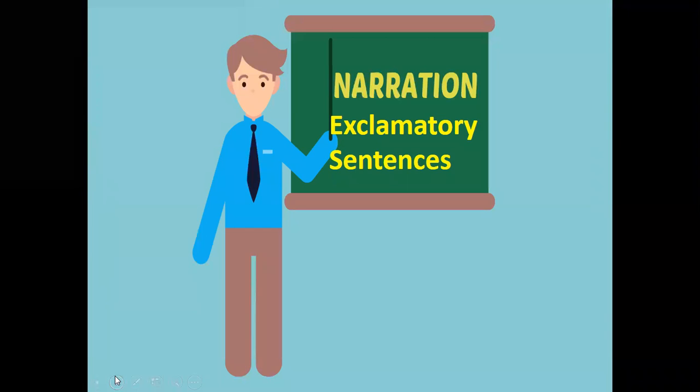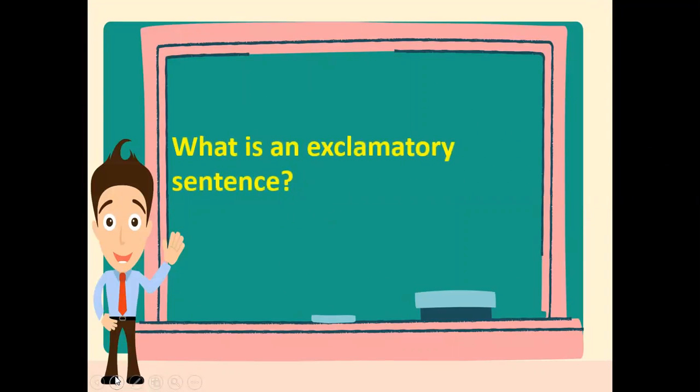Today we are going to have another lecture about narration, and in this lecture we are going to talk about how we change exclamatory sentences from direct narration into indirect narration. First, we need to understand what an exclamatory sentence is. Always remember, exclamatory sentences show us sudden feelings, and these feelings are of joy or of sorrow or of wonder.